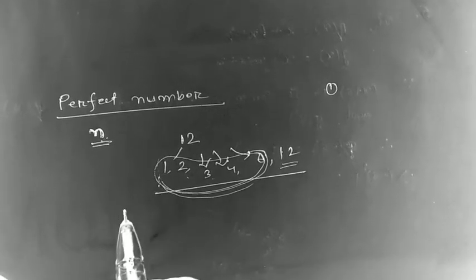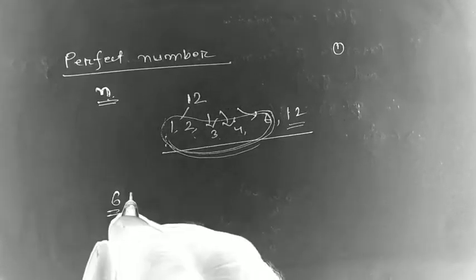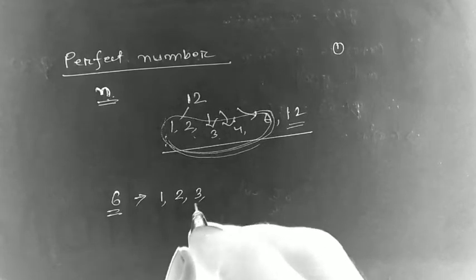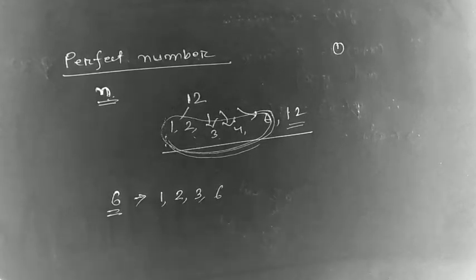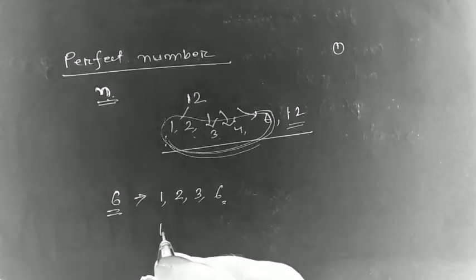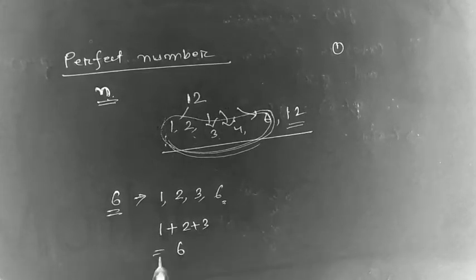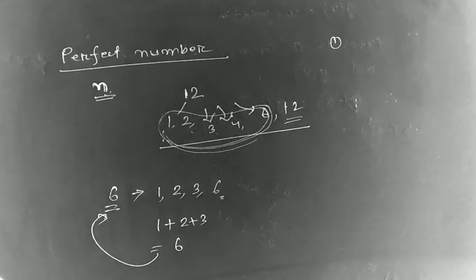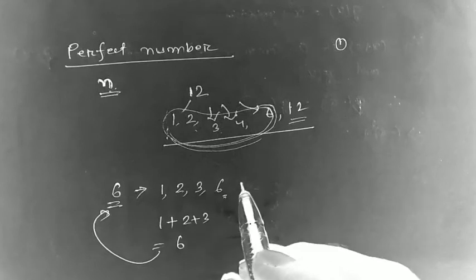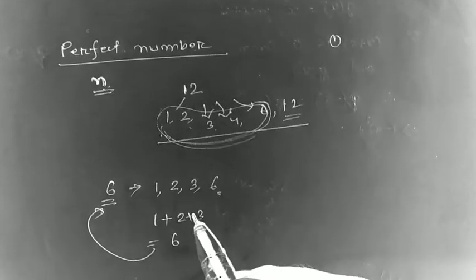Suppose, as an example, 6 is a perfect number. Why is 6 a perfect number? What are the factors of 6? The factors of 6 are 1, 2, 3 and 6. These are the 4 factors of 6. So except 6, the factors are 1, 2 and 3. Now if we add these 3 factors, we get 6, which is equal to the original number. That means when the sum of all the factors except that number is equal to the number, then that number is called a perfect number.